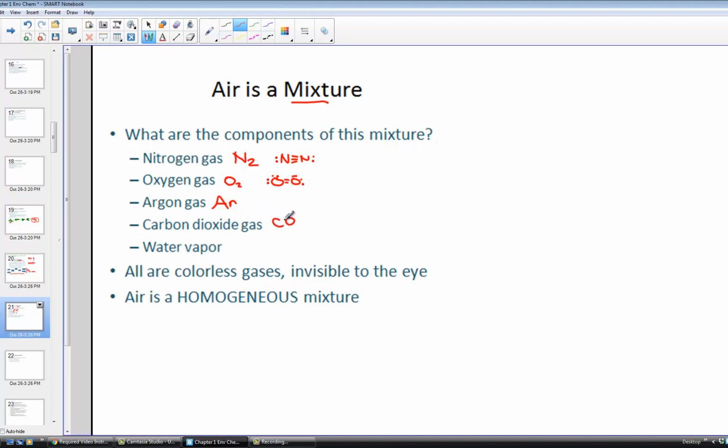And carbon dioxide gas, hear that prefix, carbon dioxide. And of course, water vapor. All of these are components of air, and air is blended uniformly to create a homogeneous mixture. All of these in their natural state are colorless gas, invisible to the eye. It's if there is presence of pollutants that we would start to see visible evidence of air. And of course, because it's uniformly blended all throughout, we know it to be a homogeneous mixture.